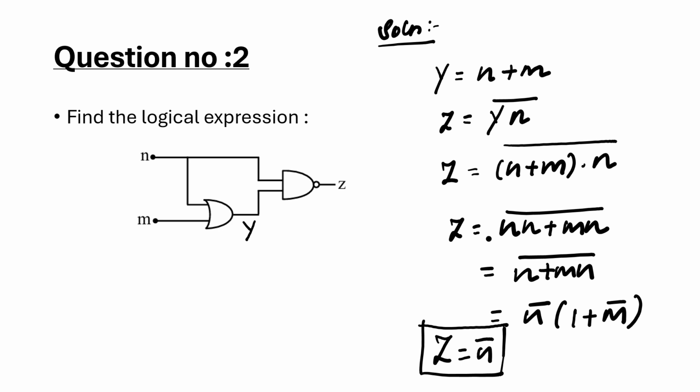See here, for Y, the inputs are N and M. For Z, the OR gate output will be given as input to the NAND gate and the N is given as input to the NAND gate. So the final expression is Z is equal to N bar. See this.